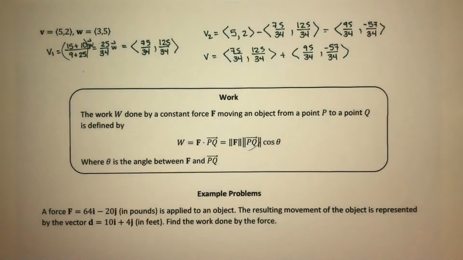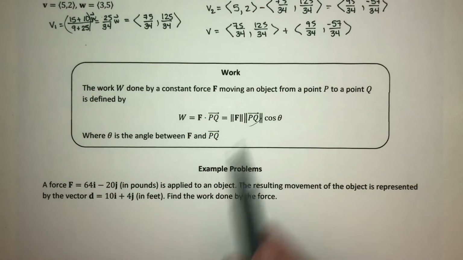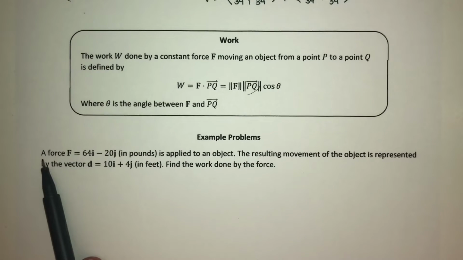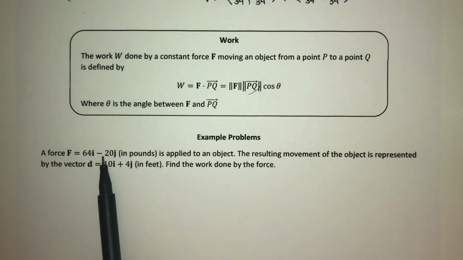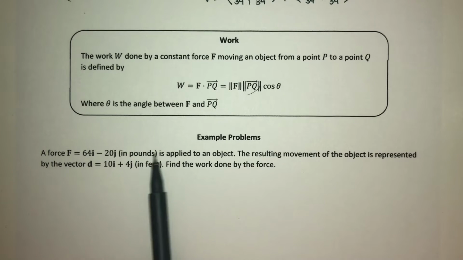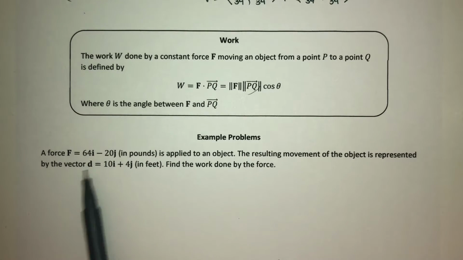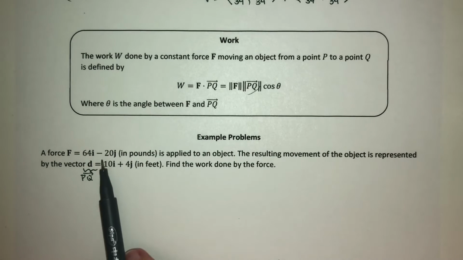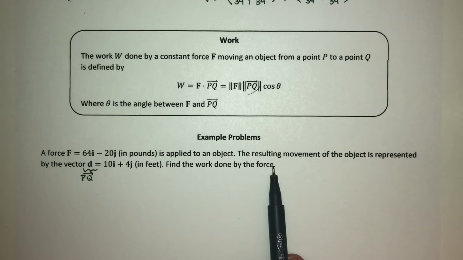So we're going to be asked to find work by various things, and we may be given an angle, we may not be. Okay? Let's look at an example problem. A force F is equal to 64I minus 20J, and that's in pounds, is applied to an object. The resulting movement of the object is represented by the vector D. This is playing the role of PQ. 10I plus 4J, and this is in feet. Find the work done by the force.